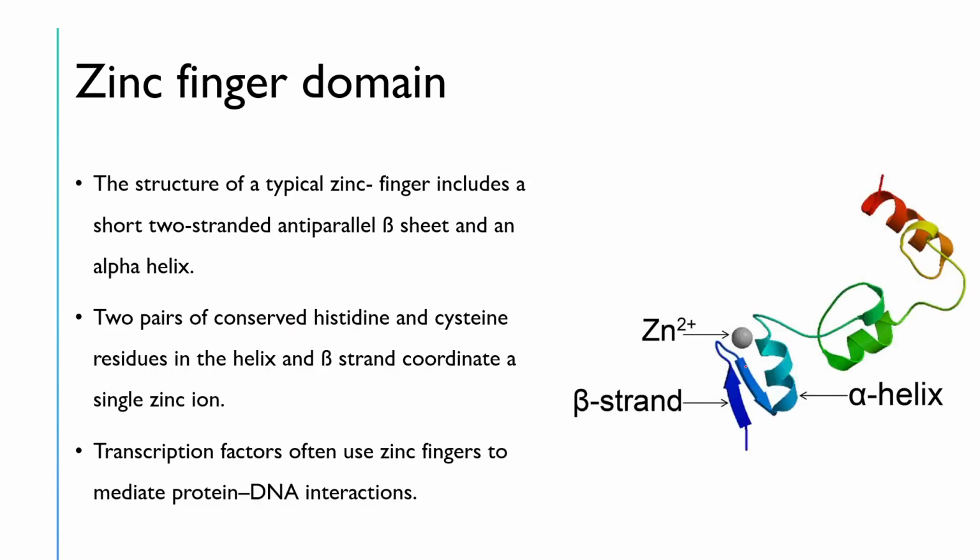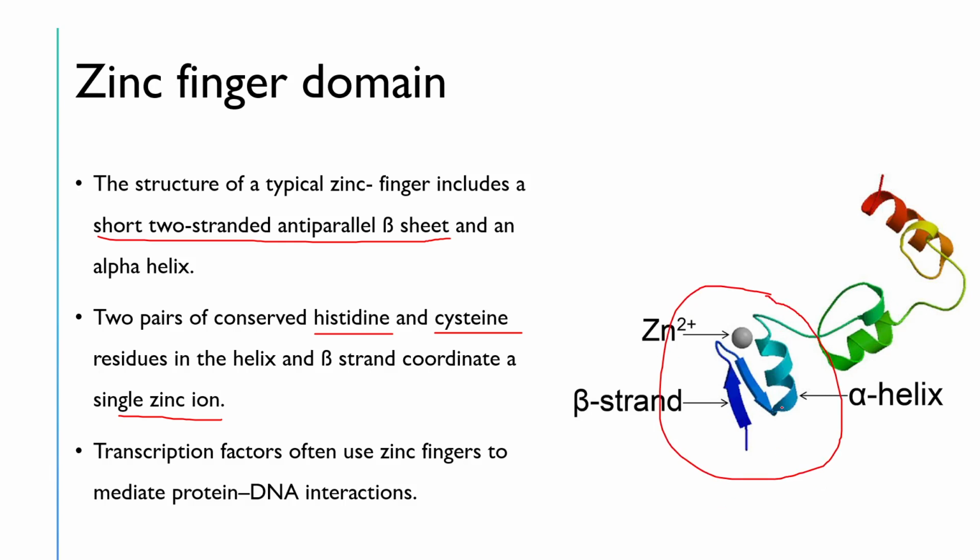In the figure on the right side, you can see the structure of the zinc finger domain. These are the beta strands, this is the alpha helix, and this is the zinc ion, Zn2+. The structure of a typical zinc finger includes a short two-stranded anti-parallel beta sheet and an alpha helix. Two pairs of conjugate histidine and cysteine residues in the helix and beta strand coordinate a single zinc ion. So this whole thing is called a zinc finger domain.